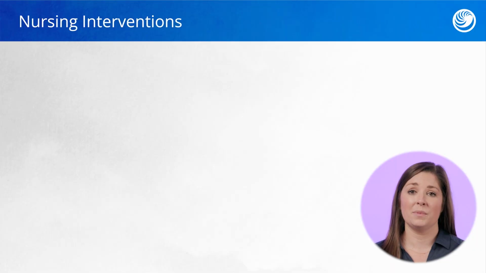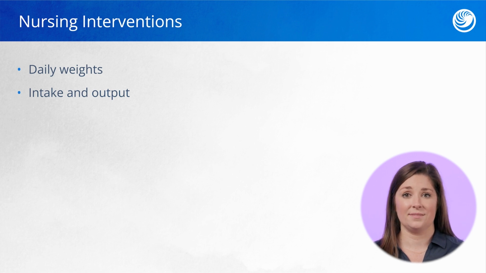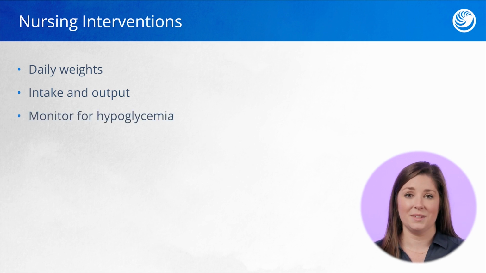So how can we best care for these clients? We want to make sure we're doing daily weights to ensure they're gaining weight. Monitor intake and output, making sure they're hydrated and having enough nutrients. Monitor for hypoglycemia, again, making sure they're taking in enough nutrients and not experiencing a low blood sugar. Seizure precautions need to be implemented. Due to brain damage, these clients are at higher risk of seizures.